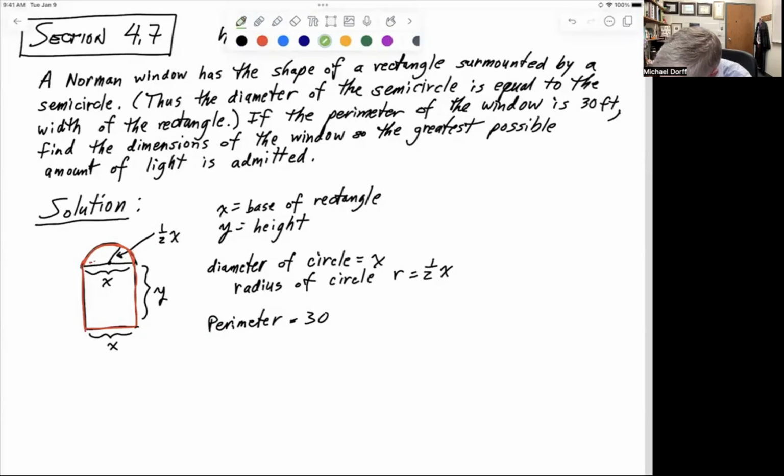Let me use another color then. So let's just add these sides together. This side there is Y, so perimeter, which is 30, is going to equal Y, that Y there, plus X at the base, plus a Y on the other side.